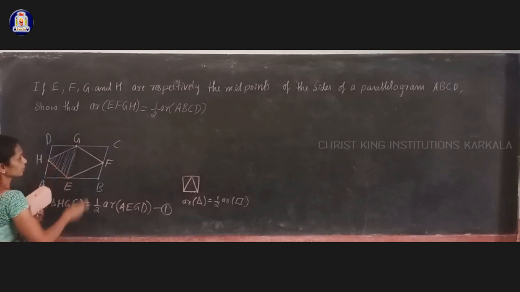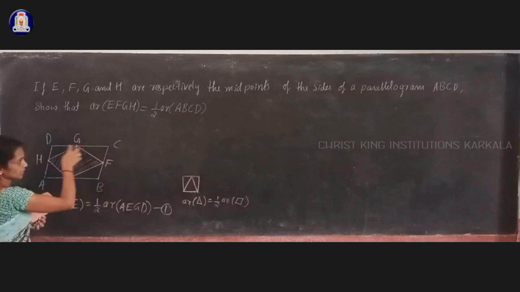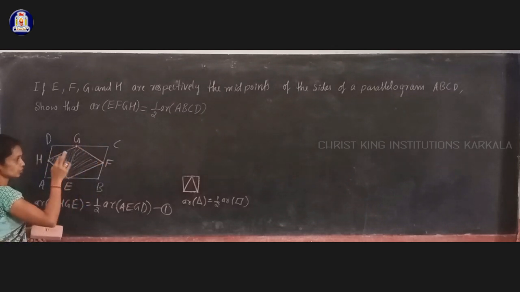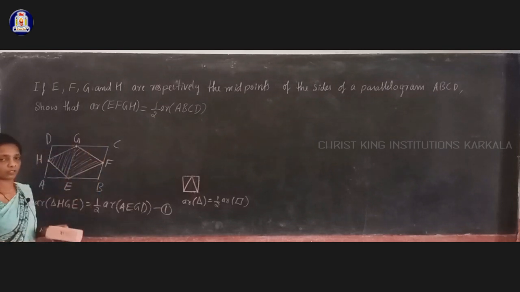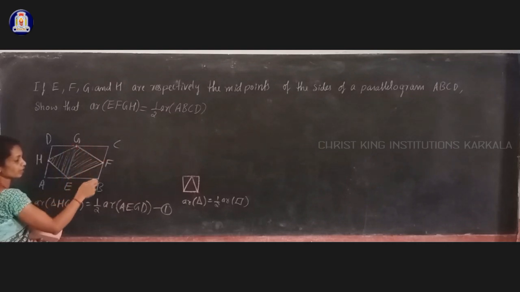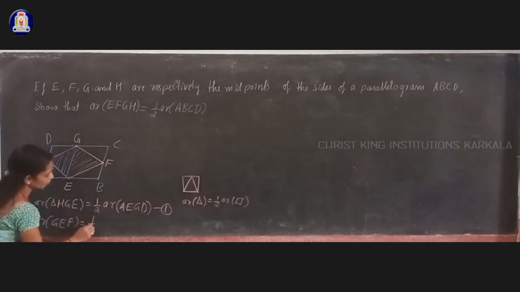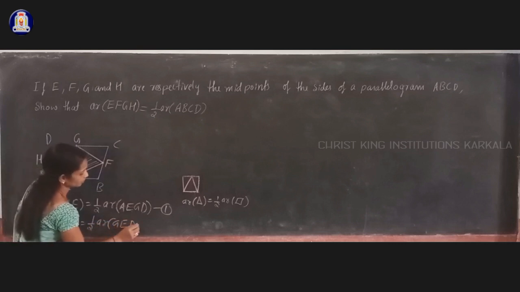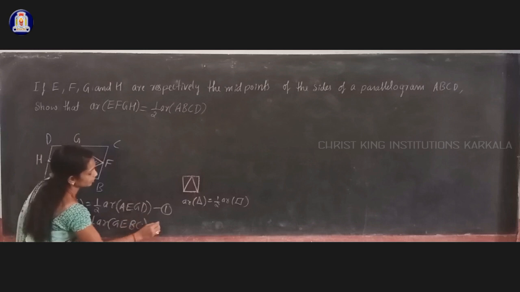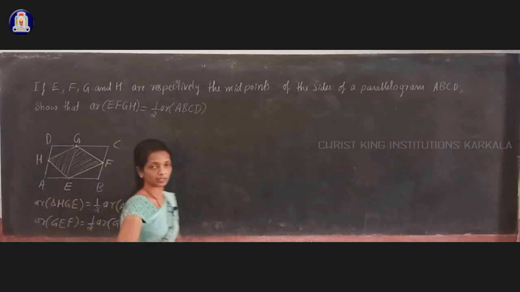There you have triangle GEF and parallelogram GEBC, they are on the same base GE and between the same parallels. So according to that, the area of this triangle is half the area of this parallelogram. So we write here area of GEF is equal to half the area of its parallelogram GEBC, okay. GEBC, and you take this as equation 2, and after that you add equation 1 and equation 2.